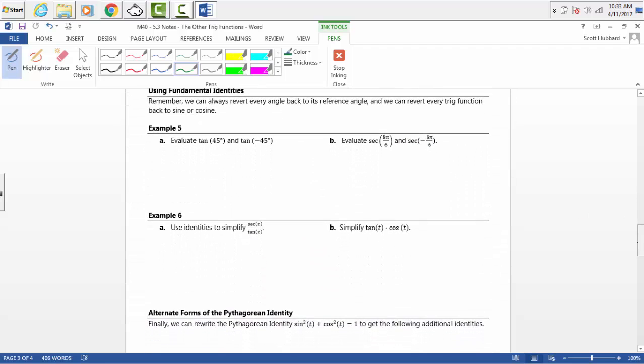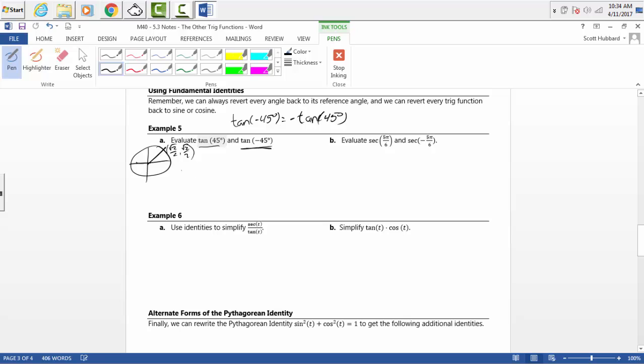Okay, so let's go ahead and get started here. When we're evaluating tangent of negative 45, the thing to remember is that tangent of a negative angle is the same thing as negative tangent of 45. So if you just know the tangent of the positive angle, then you're going to be good to go. So let's just work on the tangent of 45. Now 45, again, remember where that is. That's right here. Okay, and that's root 2 over 2 and root 2 over 2.